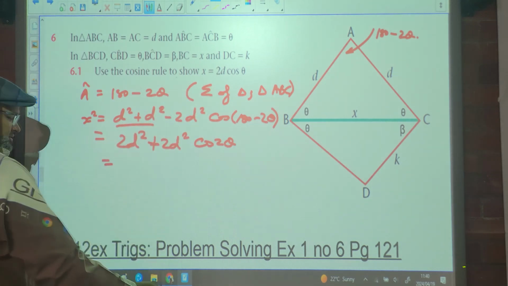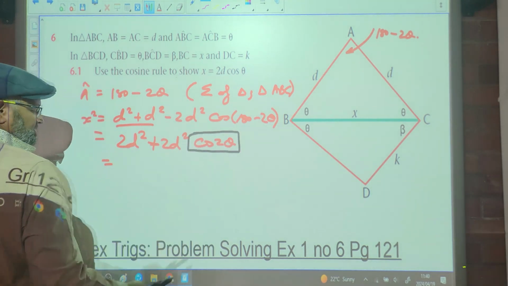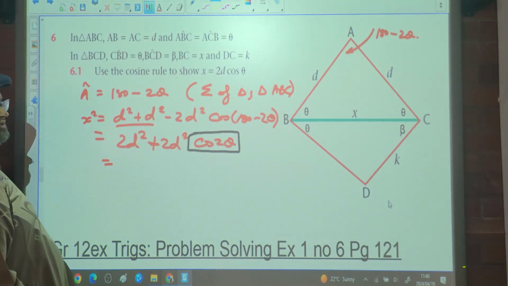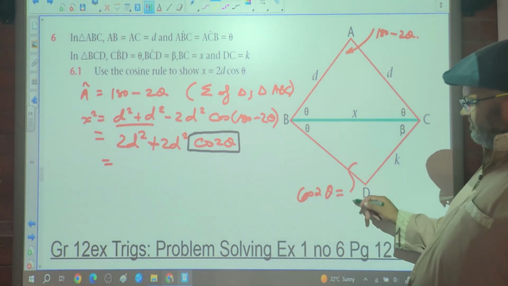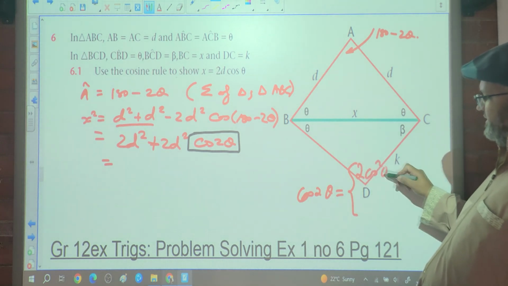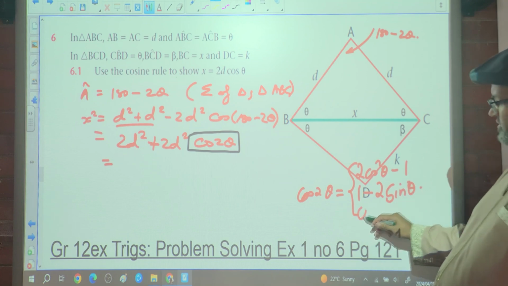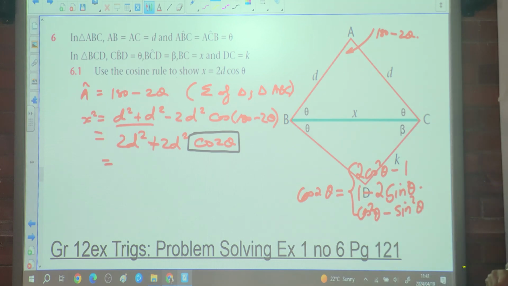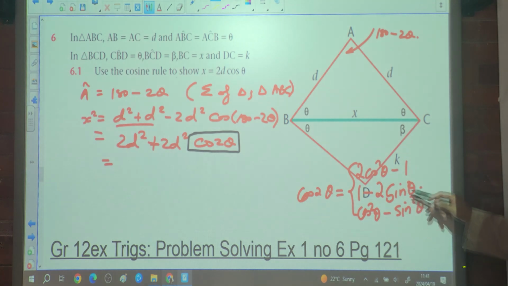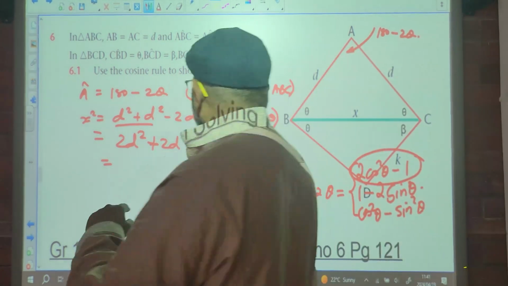But is that what we have there? No. So what do you notice is a cos and not 2 cos. A cos 2 theta. So we know that cos 2 theta can be written as 1 of 3: 2 cos squared theta minus 1, 1 minus 2 sine squared theta, and cos squared theta minus sine squared theta. So which one of the 3 are you going to use? The one dealing with cos, because of what we have there.